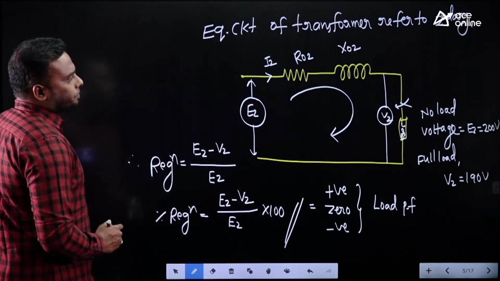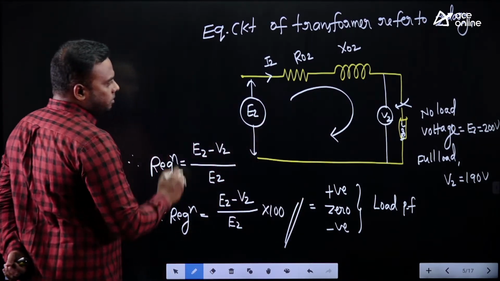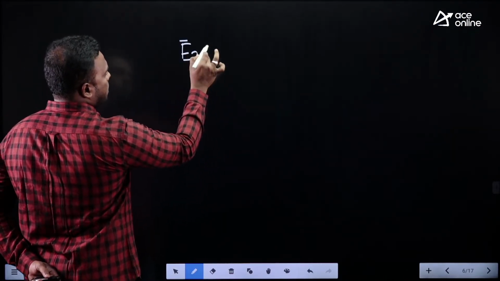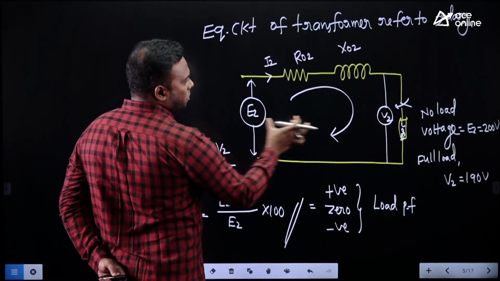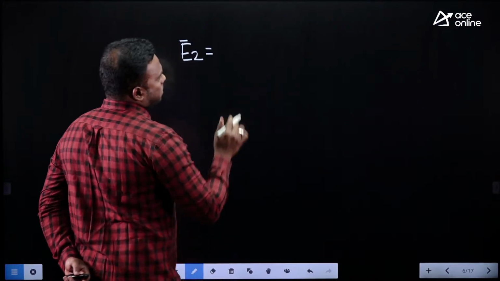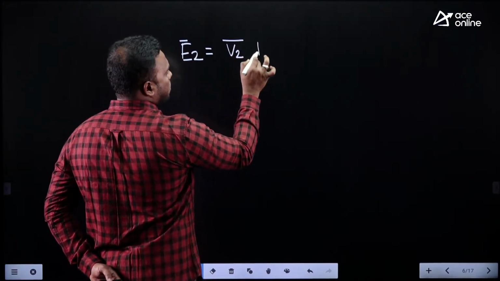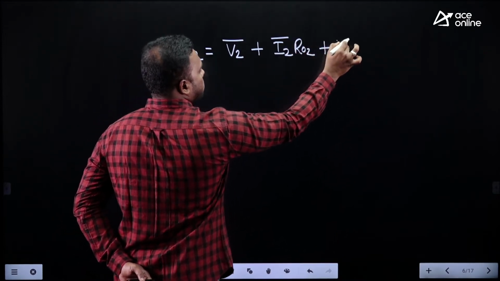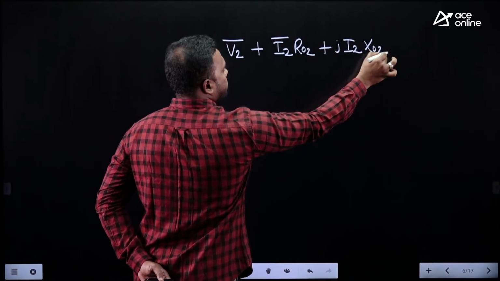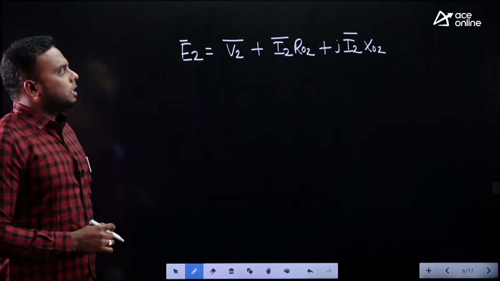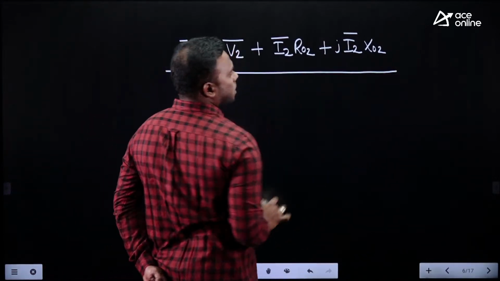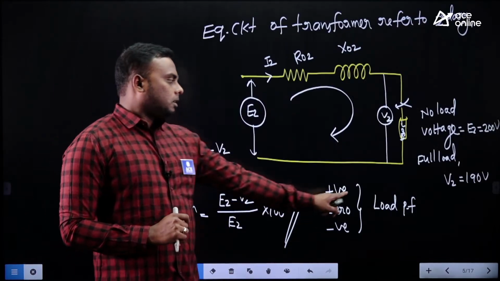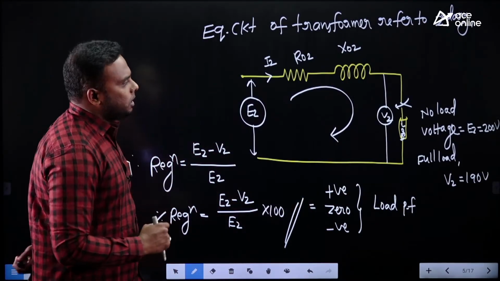Now, applying KVL, the induced EMF E2 is the vector sum of the terminal voltage V2 plus the drops: the I2 R02 drop and the I2 X02 reactance drop. So this is the equation. Now we will utilize this equation to draw the phasor diagram for different types of loads: lagging power factor, leading power factor and unity power factor. Let us see one by one.